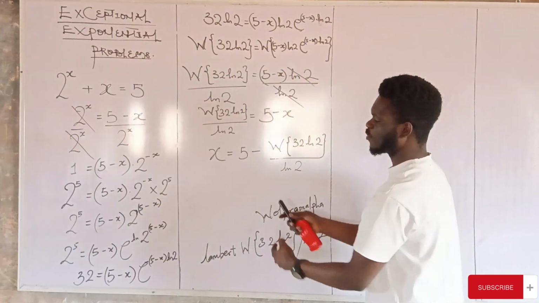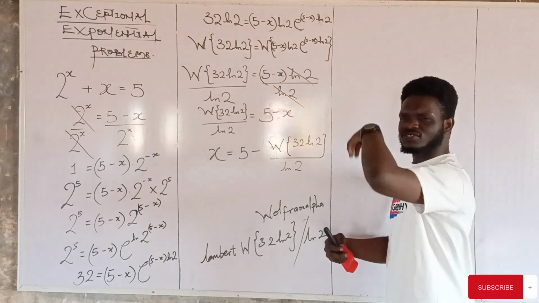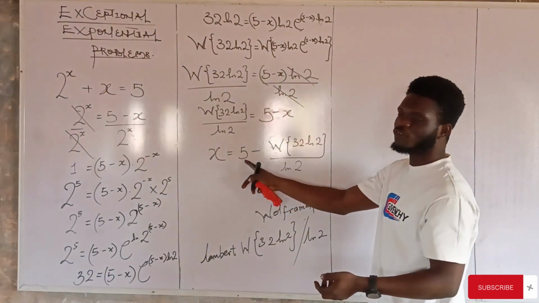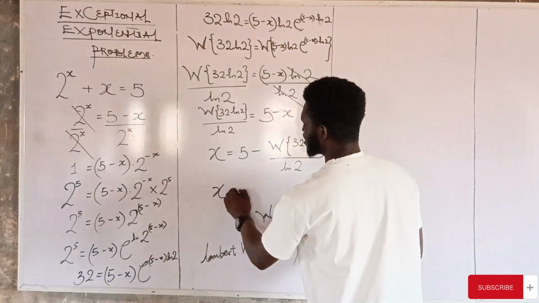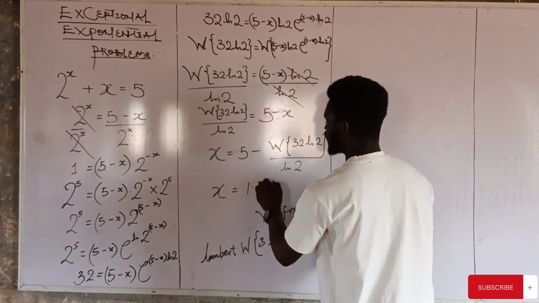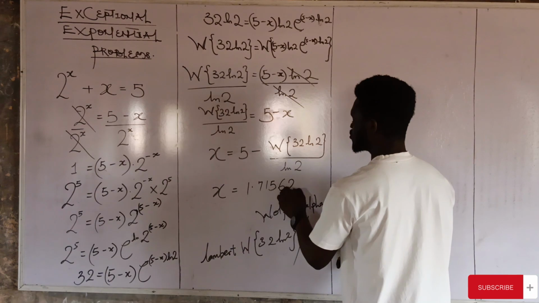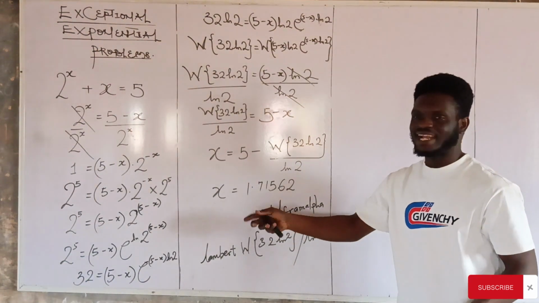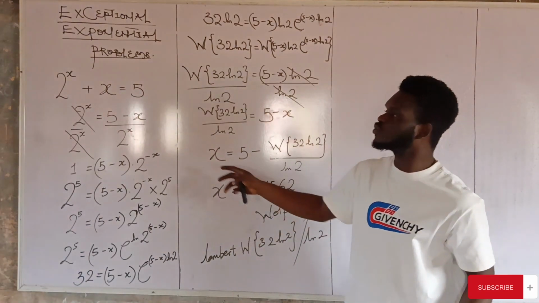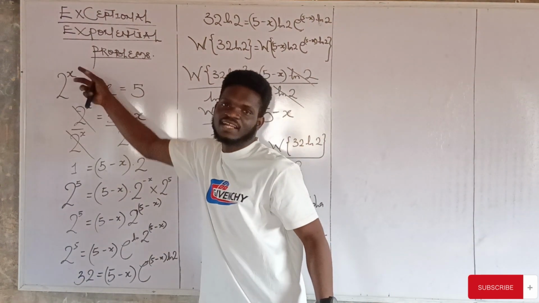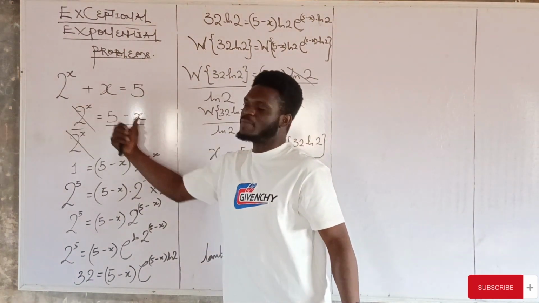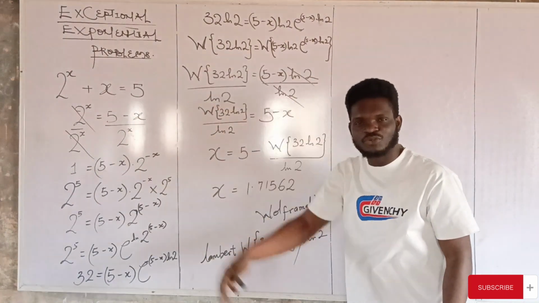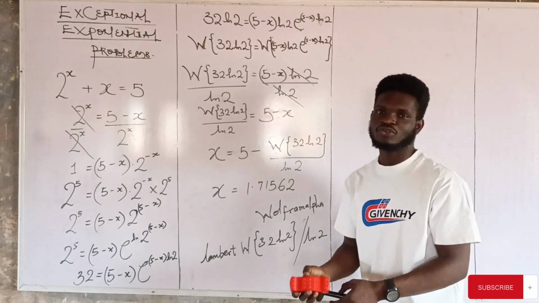When you subtract it from 5, you're finally going to come out with an answer 1.71562. Yeah, this is the answer you're going to come out with at last for the value of x. And if you substitute this into this value, 2 to the power of that number plus x to the power of this number, you're going to get accurately 5.0000, which tells that you are absolutely correct.